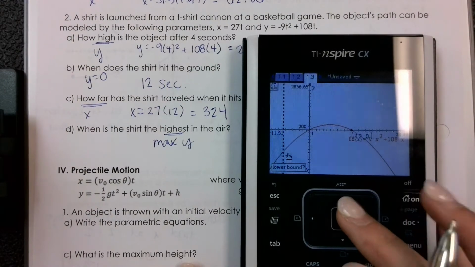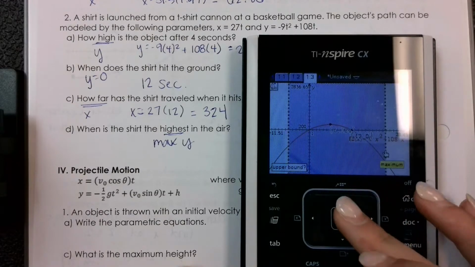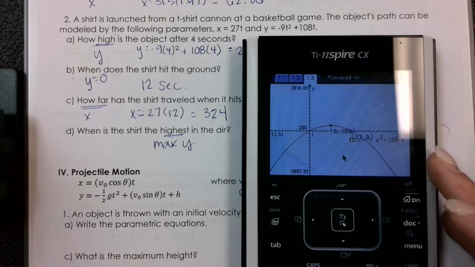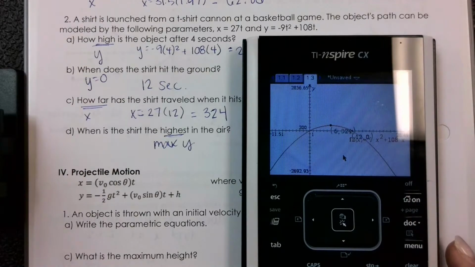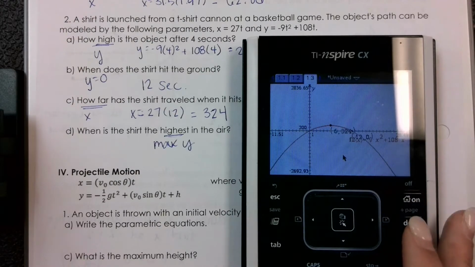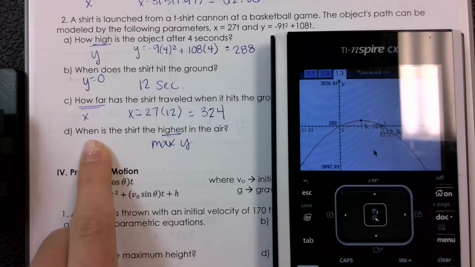I went way too far. That's okay. So what is our maximum height? Oh, excuse me. When is it the maximum? So when is it the highest in the air? At 6 seconds. So not what is the maximum height, but when is it the highest?